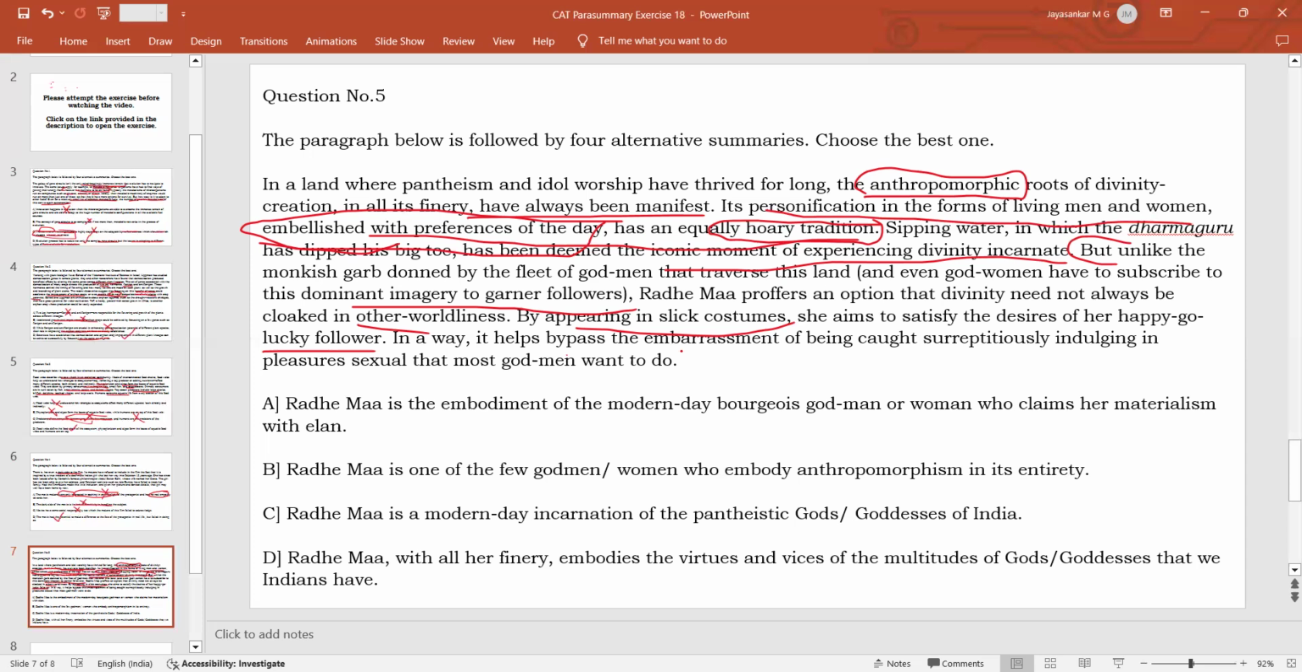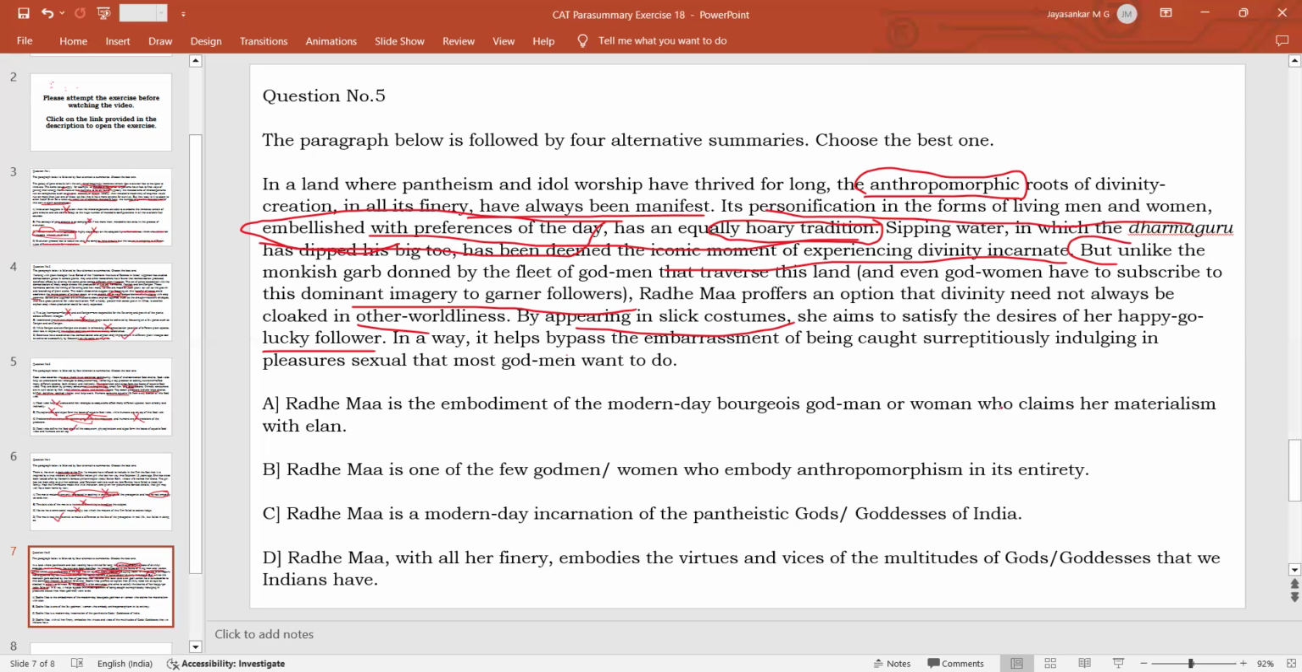This is the meaning. So it is basically talking about the difference between other godmen and godwomen and Radhema, a particular godwoman, and why godmen and women are thriving in this particular land. So now going to the options. Option A: Radhema is the embodiment of the modern day bourgeoisie godman or woman who claims materialism with elan.